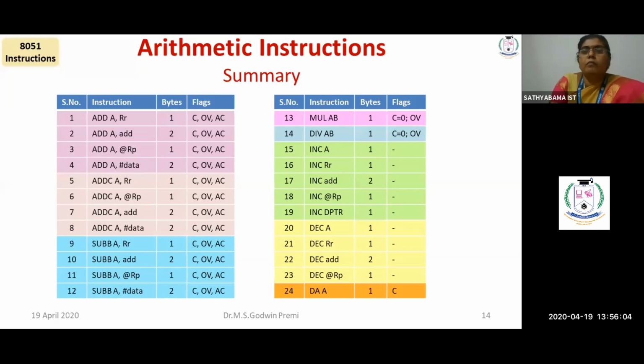Coming to MUL AB, here there is no other byte required for the extra data byte or the direct memory address, so it will be only 1 byte. Coming to increment address, for this direct memory address we need 1 byte. INC already has 1 byte, so 1 plus 1, 2 bytes. The same way decrement address will have 2 bytes. So totally we have seen the 24 instructions in the arithmetic group of 8051 instructions.